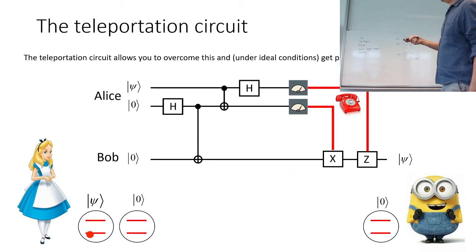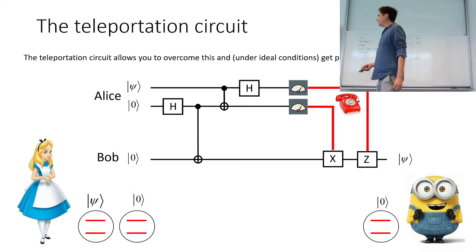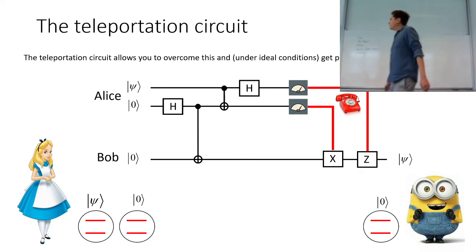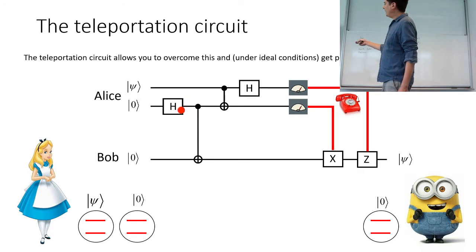Alice has her unknown state, and she needs a second qubit for this one, just so that this thing works. Bob has the qubit which will eventually have this state. Initially, these 2 other qubits are set in the state 0. Then there's a bunch of gates: Hadamard gate, CNOT, Hadamard. And then you do a measurement.